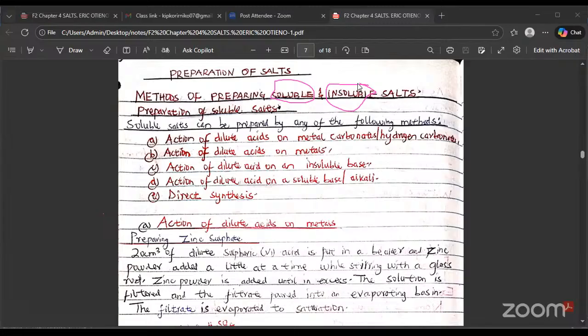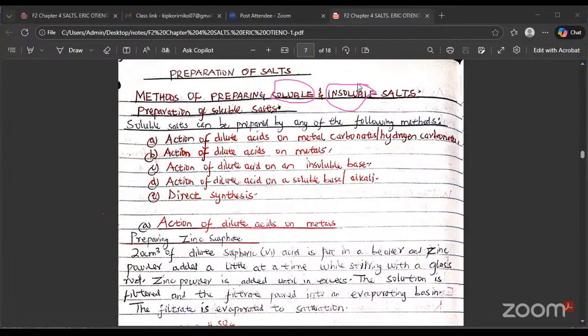Insoluble base, we have a lot of them. We talked about insoluble bases. You remember above? We have calcium oxide. You can even do that one. Calcium oxide plus the dilute acid, you'll get a salt and water. That one is number 3.